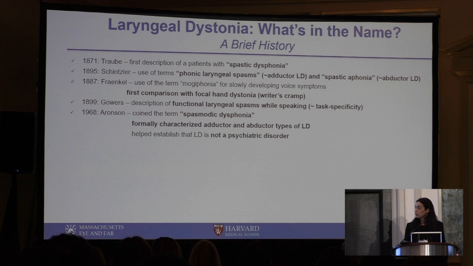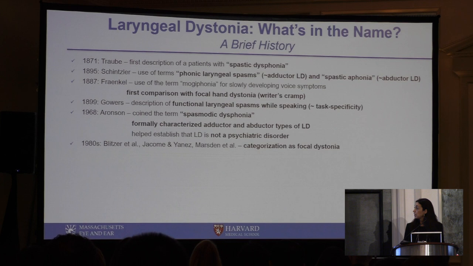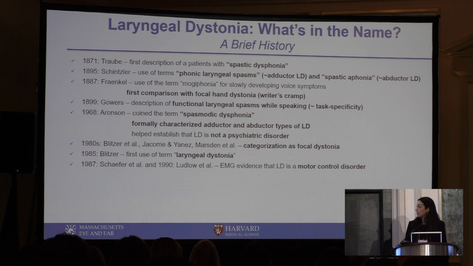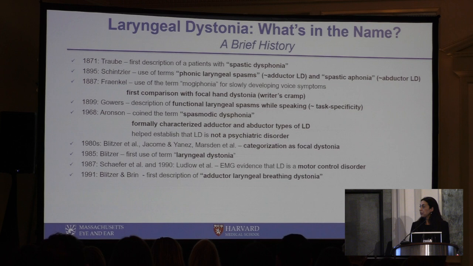In the 80s, Blitzer, Jacob, and Marston's groups independently characterized laryngeal dystonia as focal dystonia. And Blitzer, 1985, used laryngeal dystonia as a term in his publication. Following this, Shepherd and Ludlow provided EMG evidence that laryngeal dystonia is a motor control disorder. And later on, Blitzer and Breen described adductor laryngeal breathing dystonia, now classified as adductor respiratory laryngeal dystonia. And Cara, in Blitzer's group, again described Singer's dystonia.